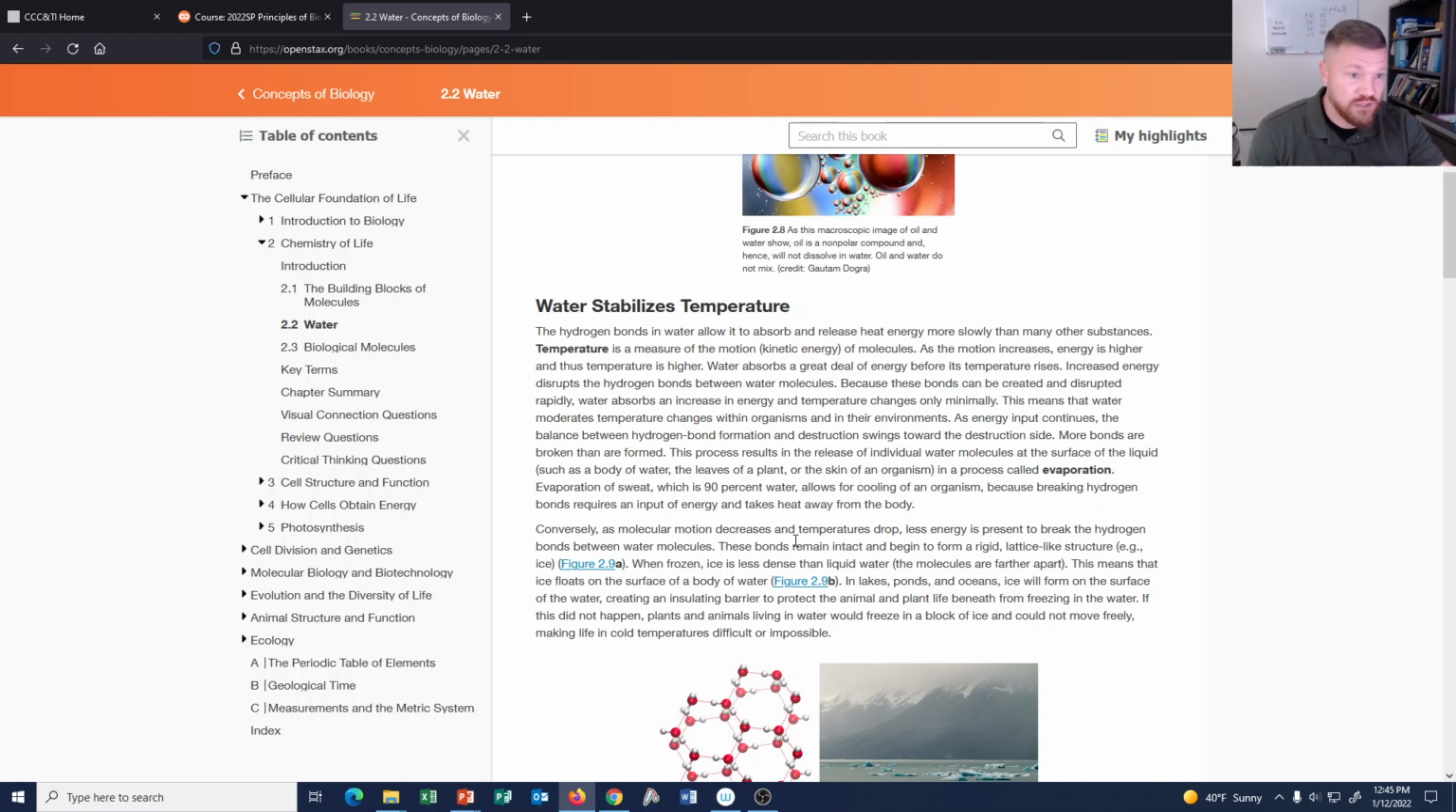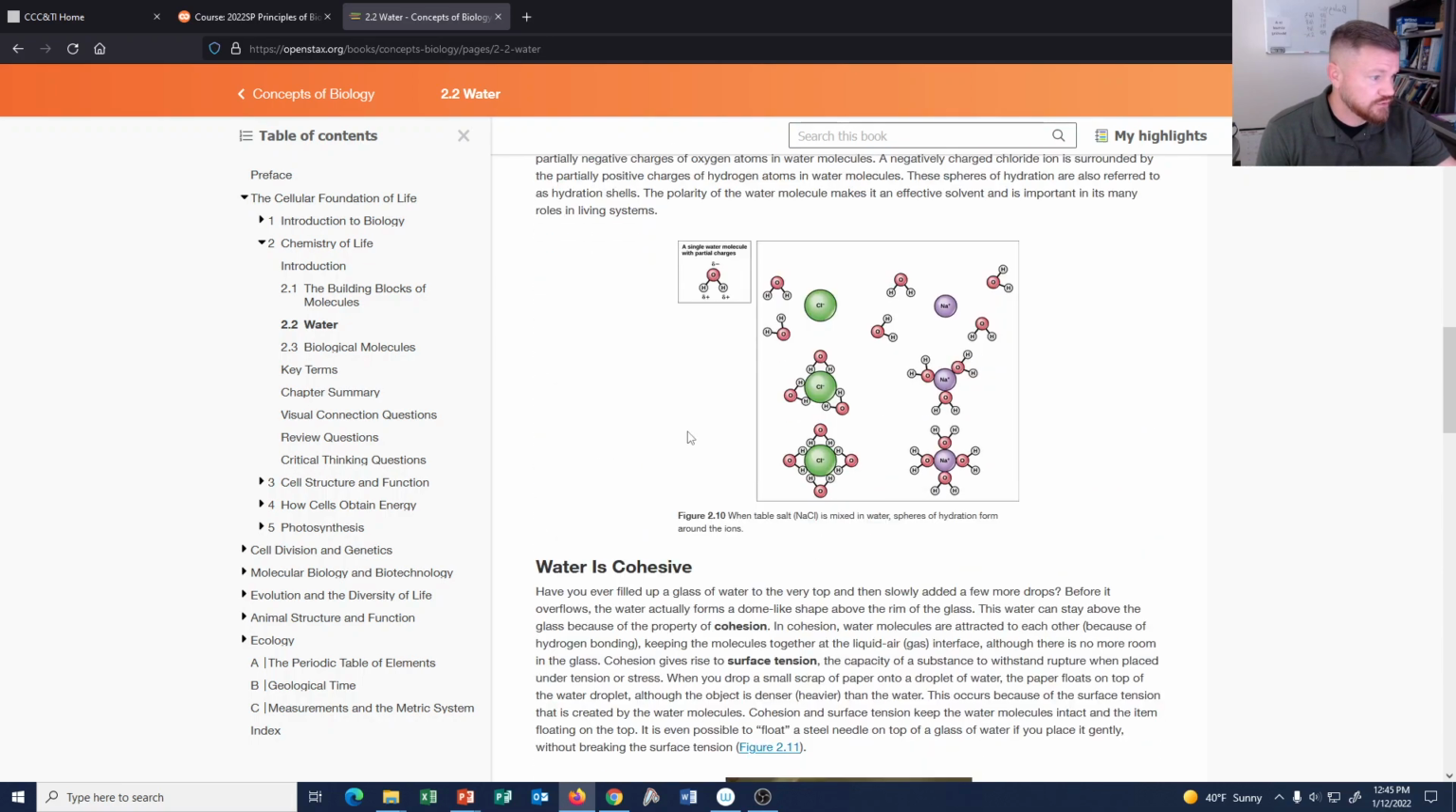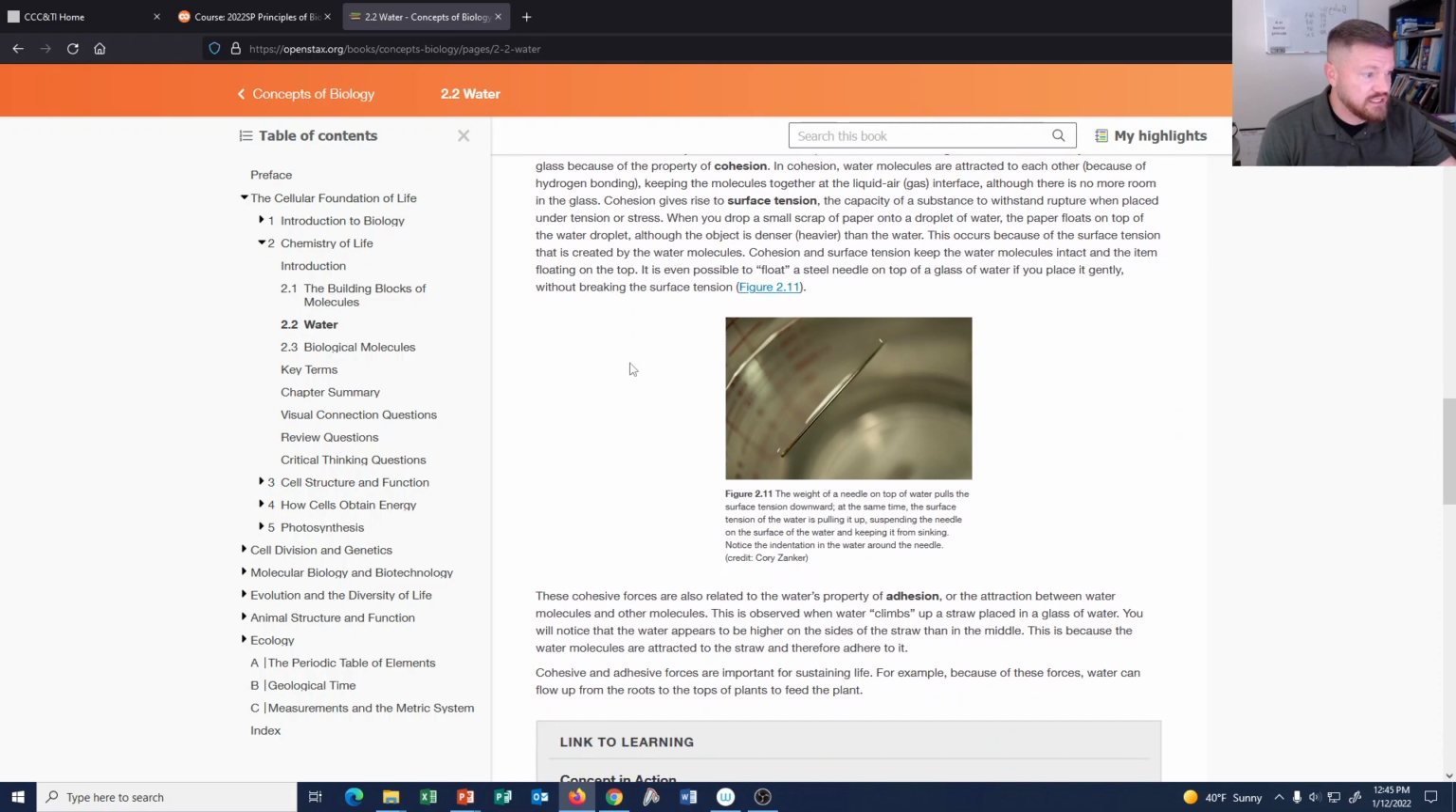If you have maybe a vineyard or an orchard and you want to prevent crop loss from freezing, it helps stabilize temperatures. Good solvent, it's cohesive.